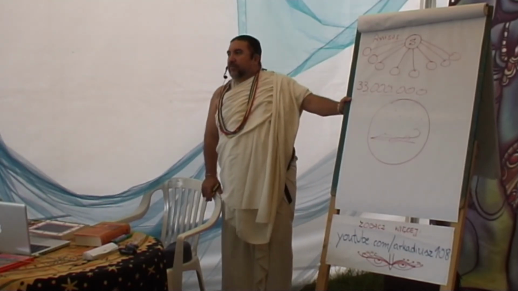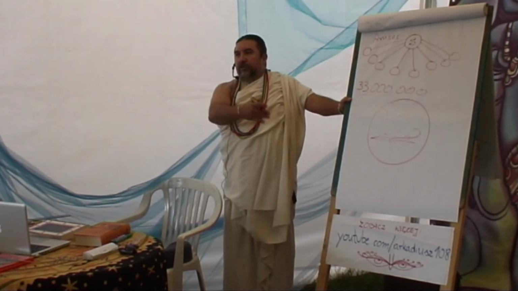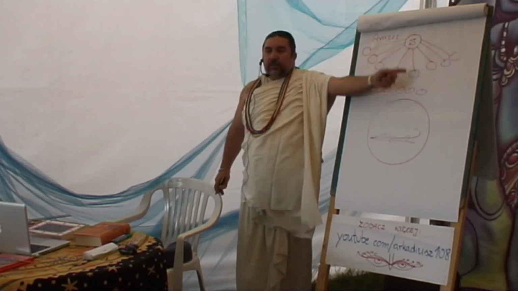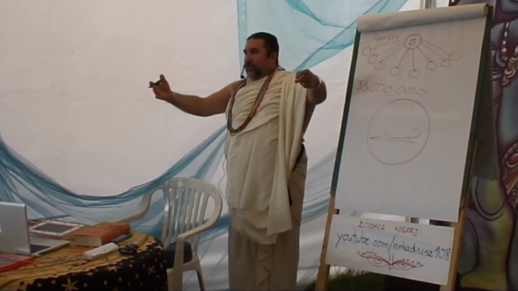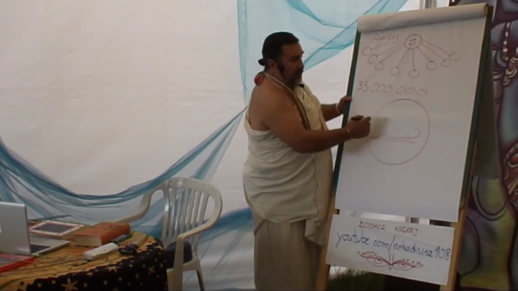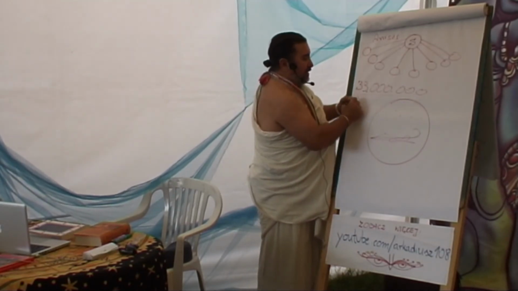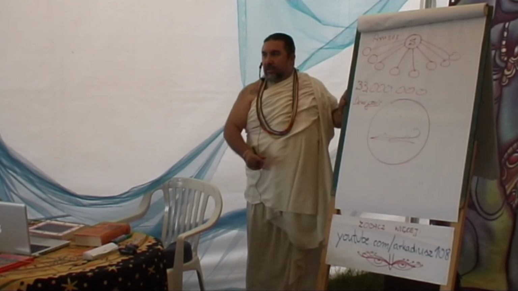Not everything is done by the president. He is delegating functions. So God can do everything, but he engages whatever someone can do, he empowers them. So these 33 million demigods. Demi means like.